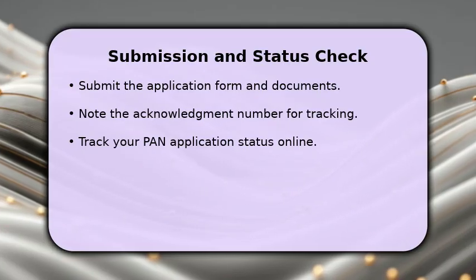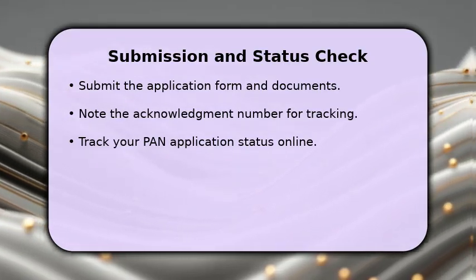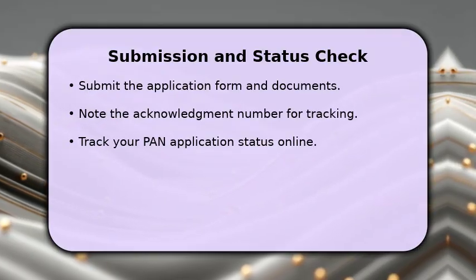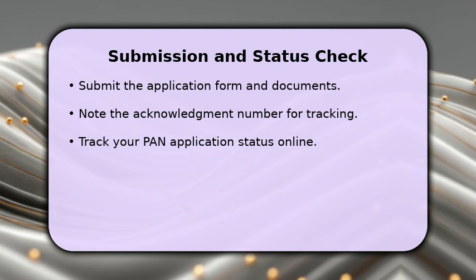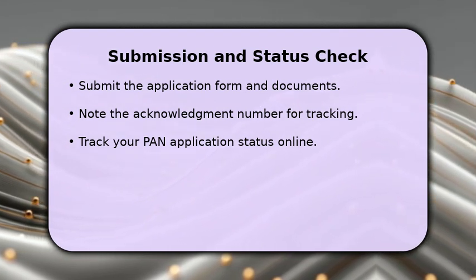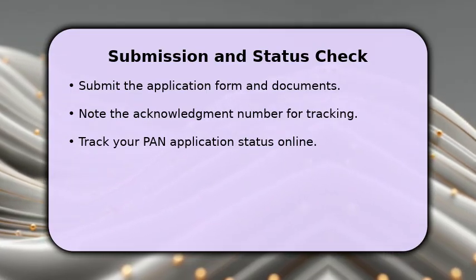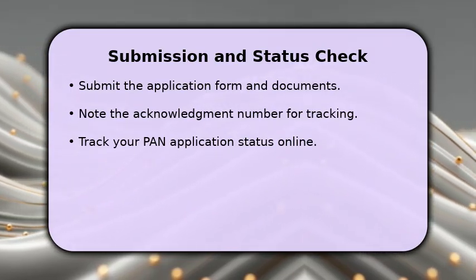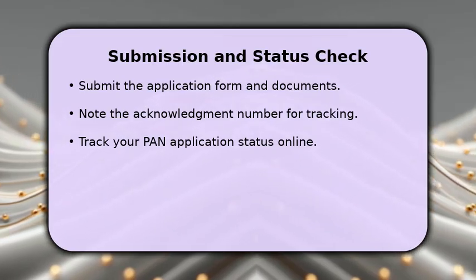After completing the form and attaching all documents, submit your application. You will receive an acknowledgement number. Make sure to note this down carefully, as it's essential for tracking. You can then use this number to track your PAN application status online through the same portal. Once processed, your physical PAN card will be dispatched and delivered to your firm's registered address by mail.